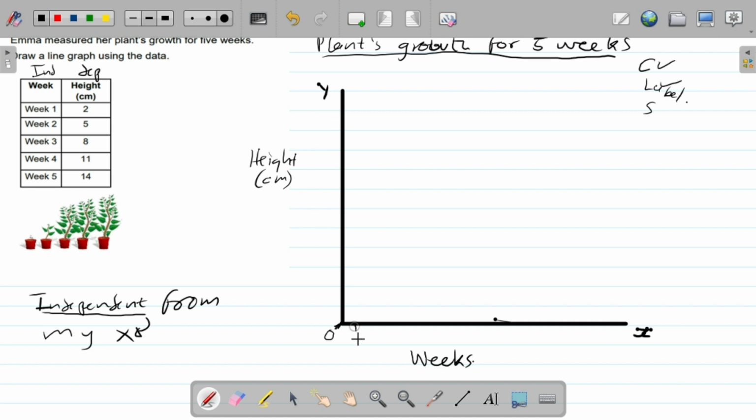Once you have this 0 here, this applies to both axes. You can't put another 0 here and say 0, 1, 2. We don't do that here. 0 for both axes is on the origin of the graph.